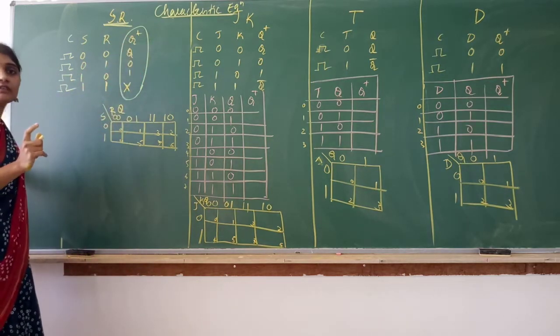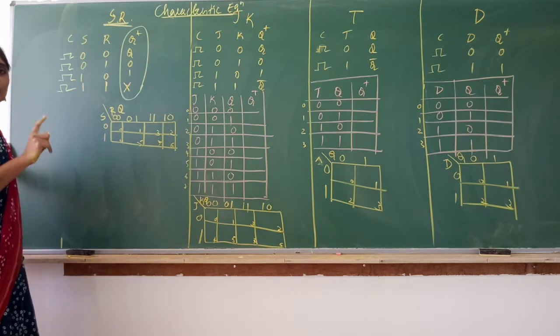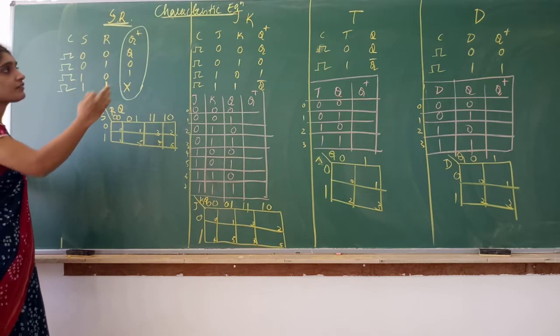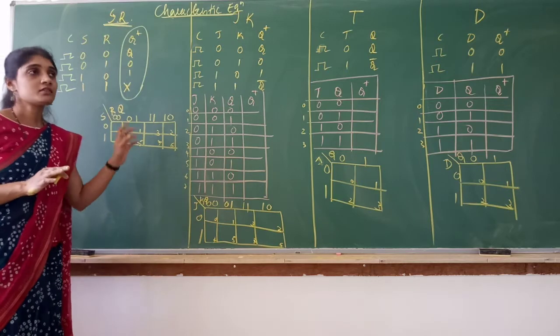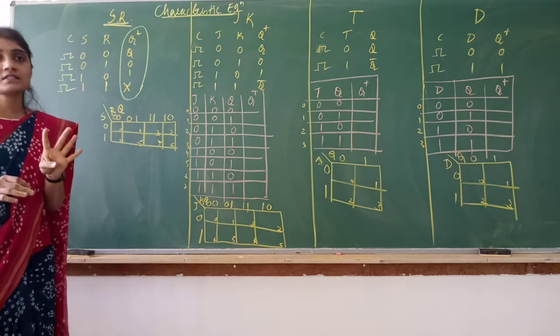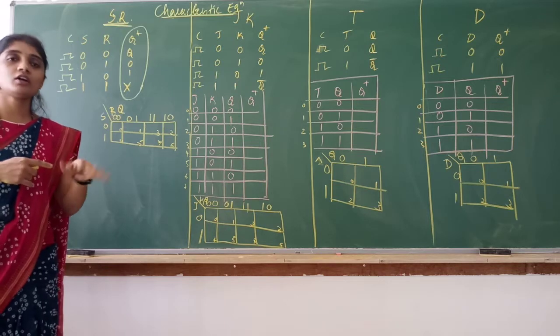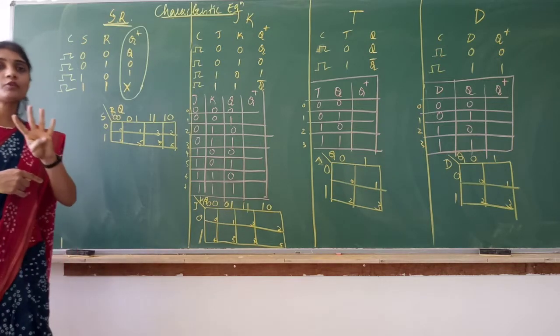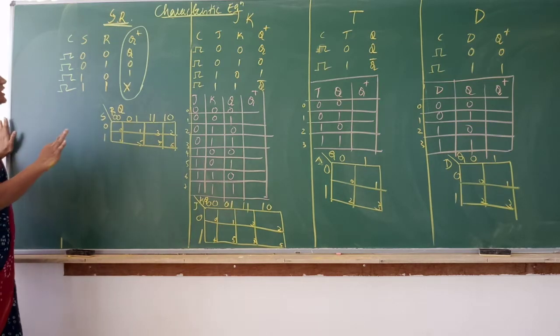The equation whatever we derive is called the characteristic equation of SR flip-flop. The same way we can derive for JK, T and D also. Very simple. In the exam, you get this for a maximum of 4 marks. They will ask you to write the characteristic equation for SR flip-flop or JK or T or D for 4 marks. Very simple, very simple. Please be very attentive.